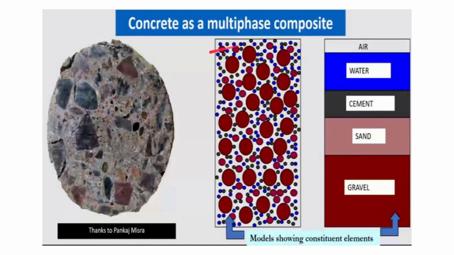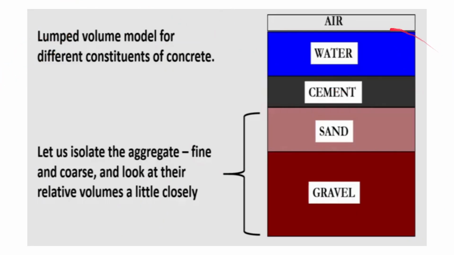So this is a uniform distribution, but in the sketch, this is a lump representation. It is a representation of lump volume basically, in this model. Here we have categorized this into 5 parts: air, water, cement, sand, and gravel. Gravel is basically the coarse aggregate.